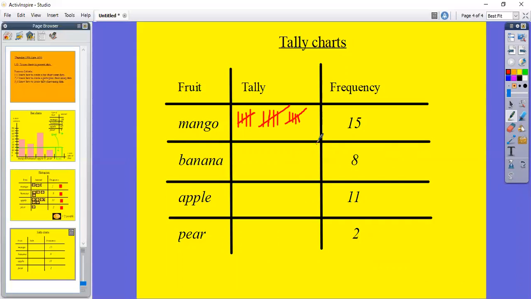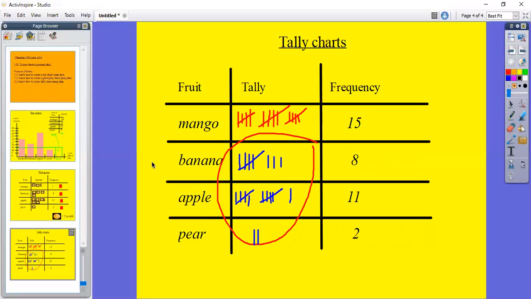Okay, have a go filling out these 3 tallies, please. Okay, so banana had 8. It's going to look like this. 1, 2, 3, 4, 5, 6, 7, 8. Apple had 11, so it'll be 1, 2, 3, 4, 5, 6, 7, 8, 9, 10, 11. Finally, pear has got 2. 1, 2. Okay, so those are the 3 different types of charts that you'll be focusing on this week.